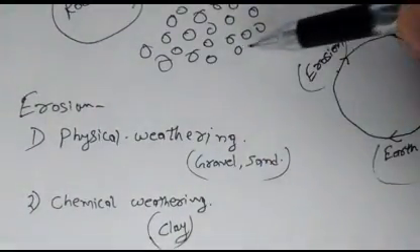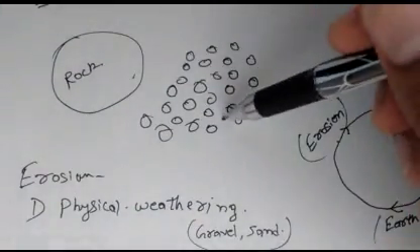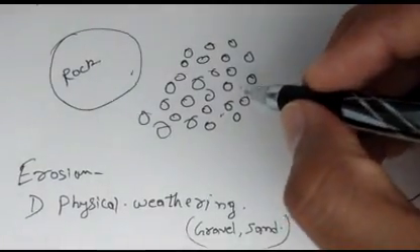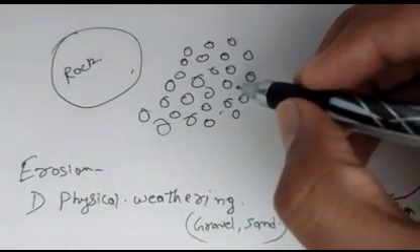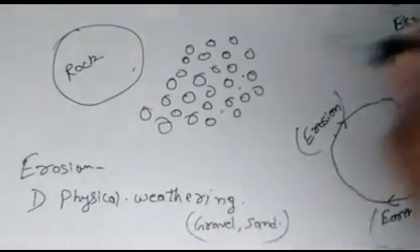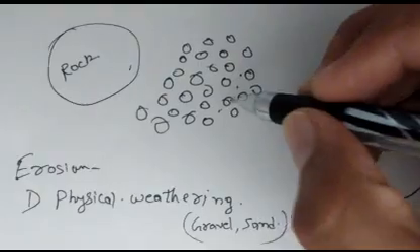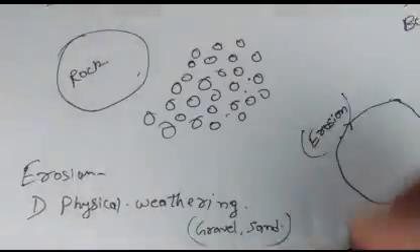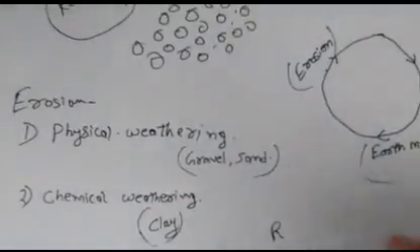Now there is one more phenomenon. This rock disintegrates. Now there are two options here, two ways. This disintegrated soil can be transported to some other place or can be at the same place. So if the soil is at the same place, we will call it a residual soil.